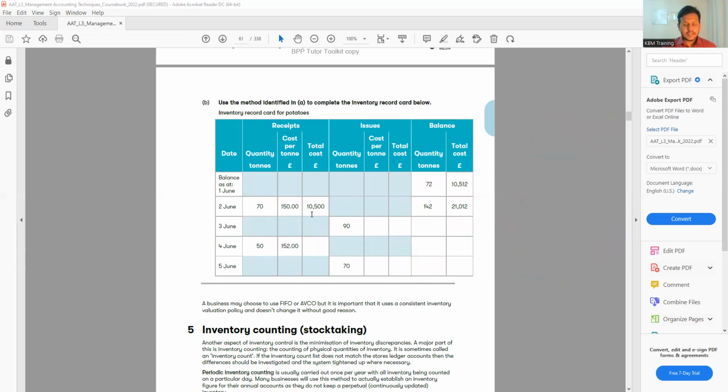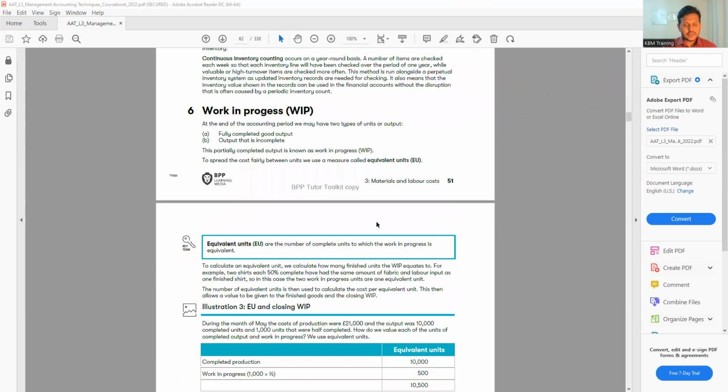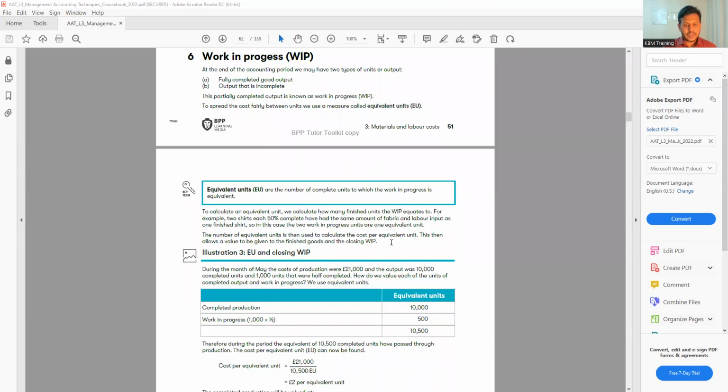The next one we have here, work in progress. Now let's try to understand what is work in progress and what is equivalent unit. So we have something called equivalent unit. Read this one. Equivalent units are the number of complete units to which the work in progress is equivalent. So it is equivalent to the number of completed units.